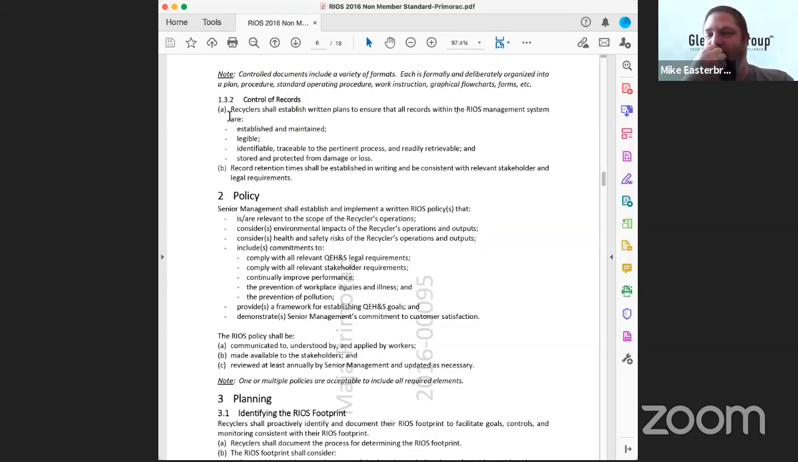All righty. So, control of records. A: recyclers shall establish written plans to ensure that all records within the RIOS management system are established and maintained, legible, identifiable, traceable to the pertinent process, and readily retrievable, and stored and protected from damage or loss. B: record retention times shall be established in writing and be consistent with relevant stakeholder and legal requirements.